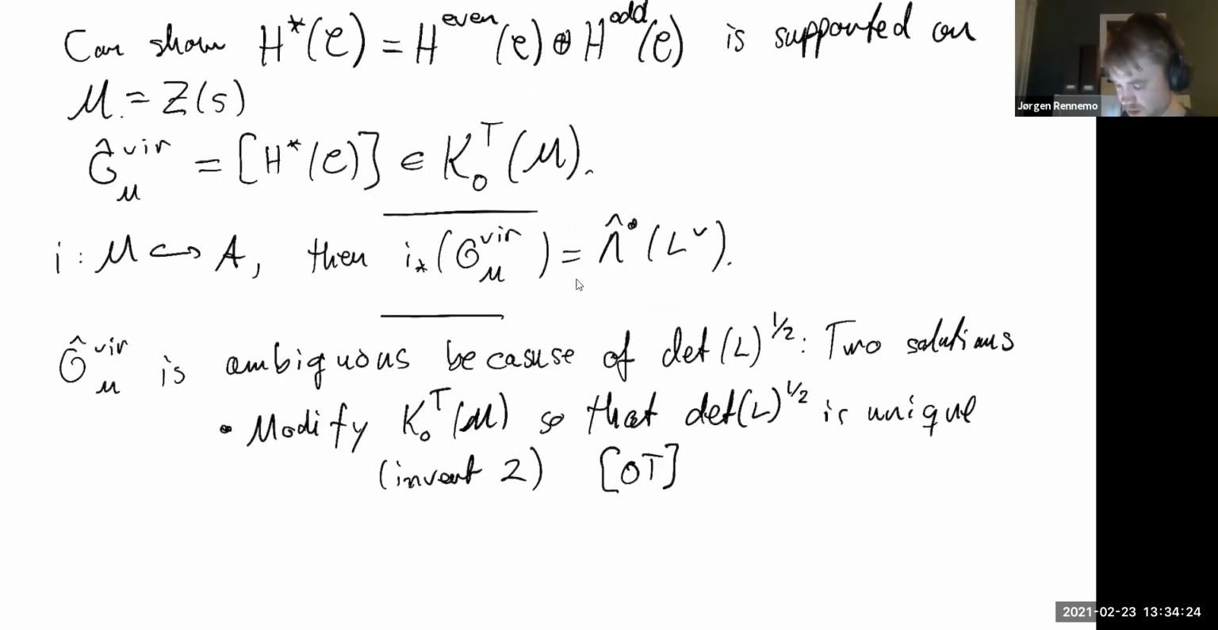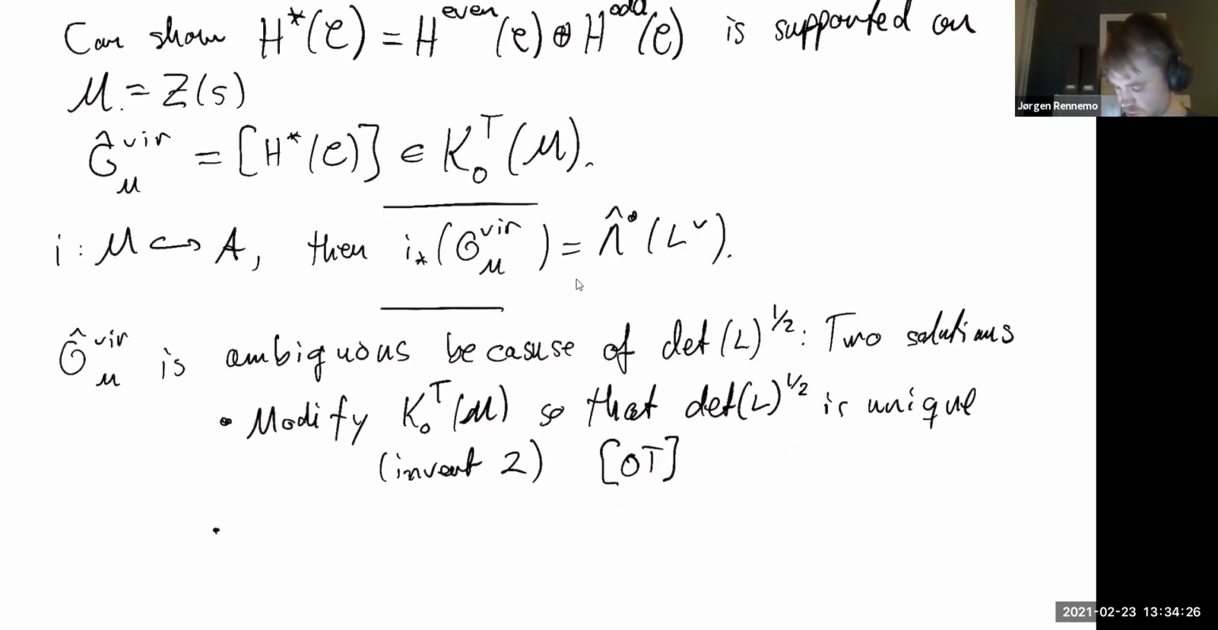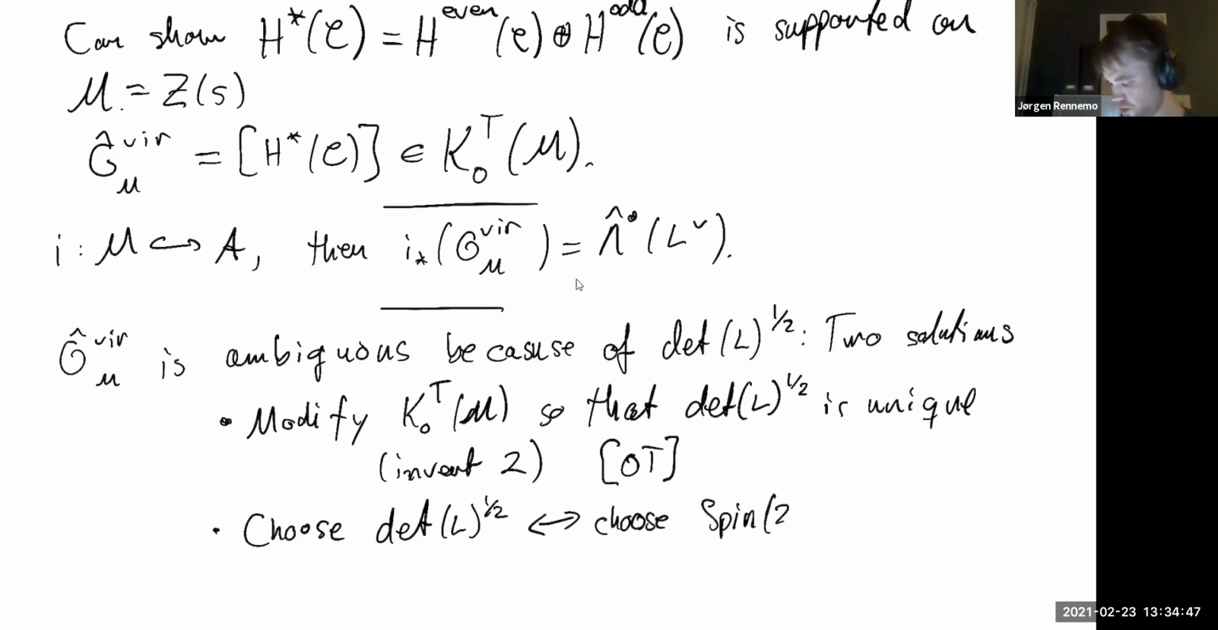Or you have to, and this is what we have to do, you have to live with this and actually choose a square root. And what that means essentially is choosing a spin structure on Q.